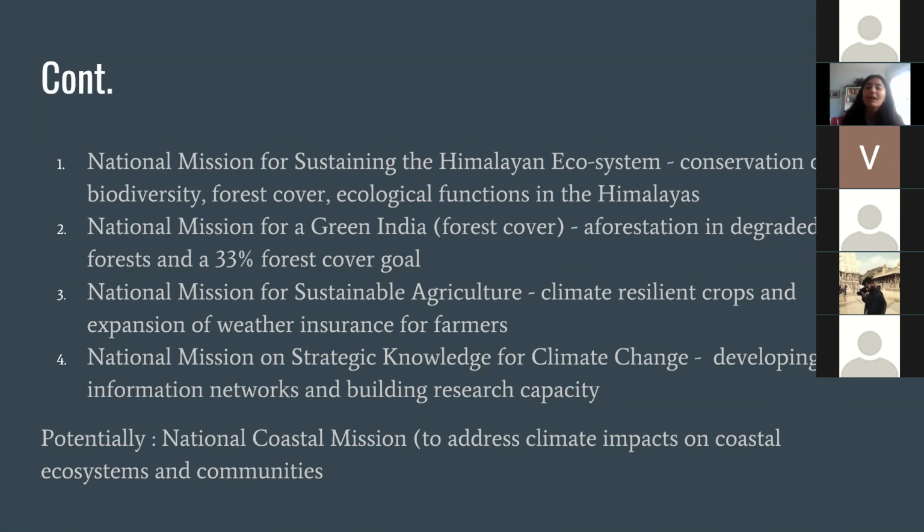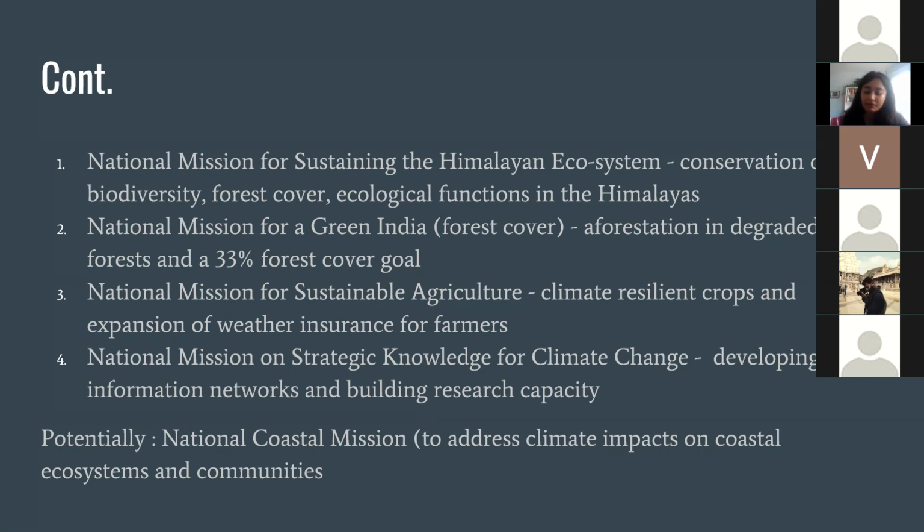And there's a mission for sustainable agriculture promoting climate resilient crops. So that's adaptation and also weather insurance for farmers. And strategic knowledge on climate change, because at the time this policy was presented, there was very little information. Actually, there was, but not in a coherent manner, information on how climate change was going to affect India. So the idea was to develop information networks within the country and form linkages with institutions outside the country to build an information capacity on climate change.